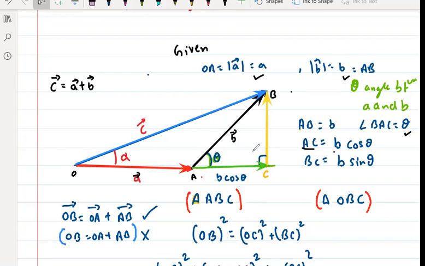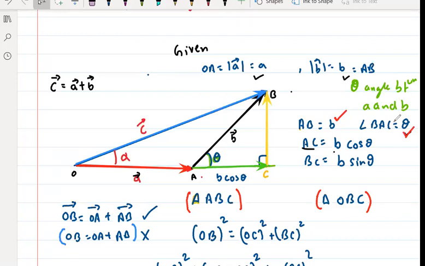So now I'm going to explain, so please focus. In triangle ABC, what is the length of AB? The length of AB is B. What is the angle BAC? It is theta.